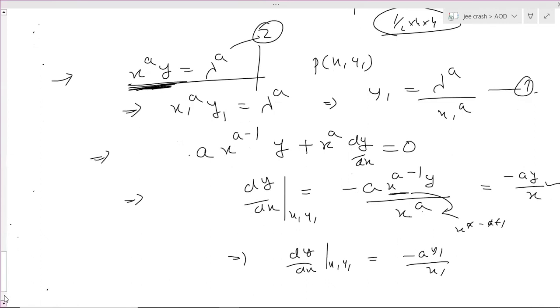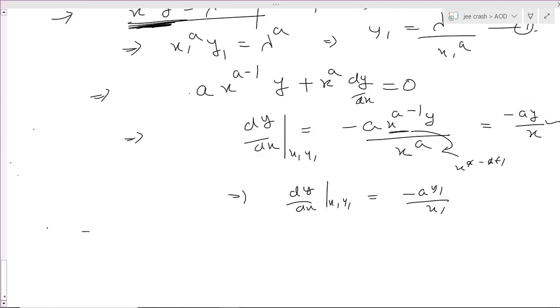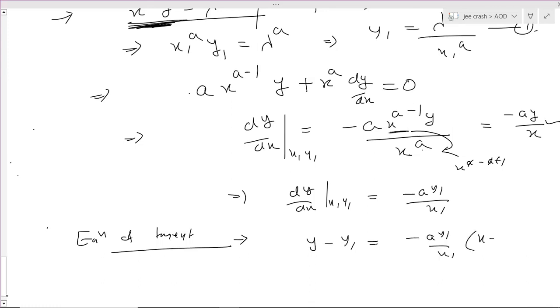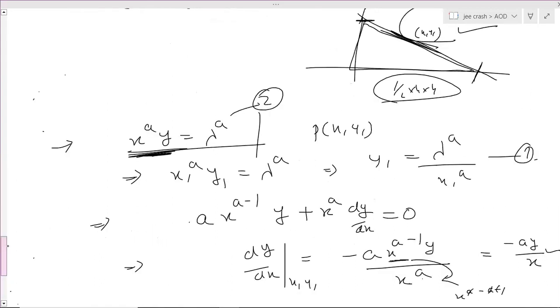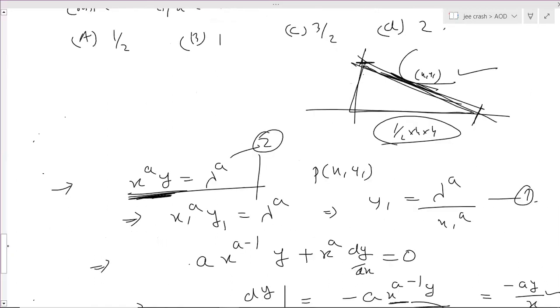Equation of tangent. Y minus y1 equals to slope minus a y1 upon x1 times x minus x1. So now we got this equation of this tangent. To find this point, we can put y equals 0. To find this point, we can put x equals 0.